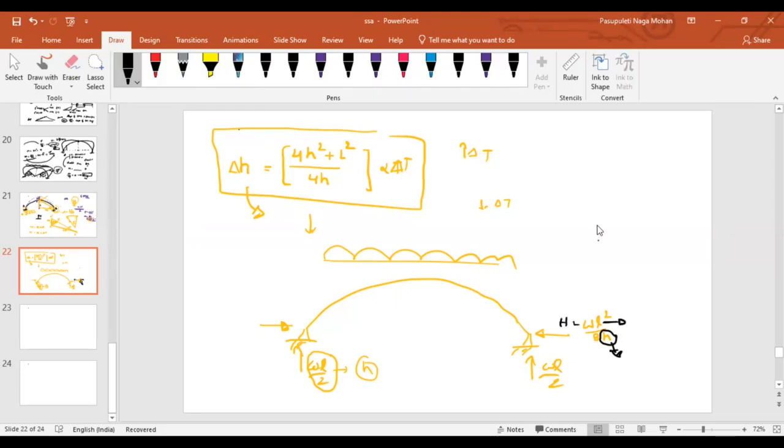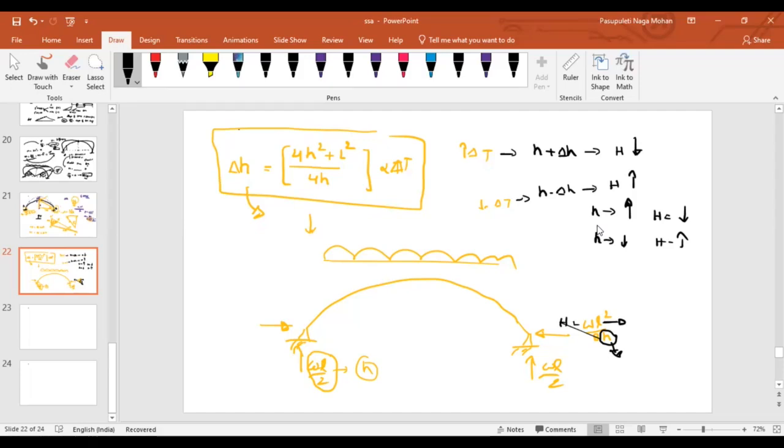Yes, sir. Now you can compare these two. They are directly proportional or inversely proportional? Inversely proportional. That means if your rise is increasing, what about your horizontal thrust? It will decrease. If your central rise decreases, then your horizontal thrust will increase. If there is an increase in temperature, the central rise will be H plus delta H. That means what about your horizontal thrust? It will decrease. If the temperature decreases, what will be the rise? H minus delta H. That means your horizontal thrust will increase.